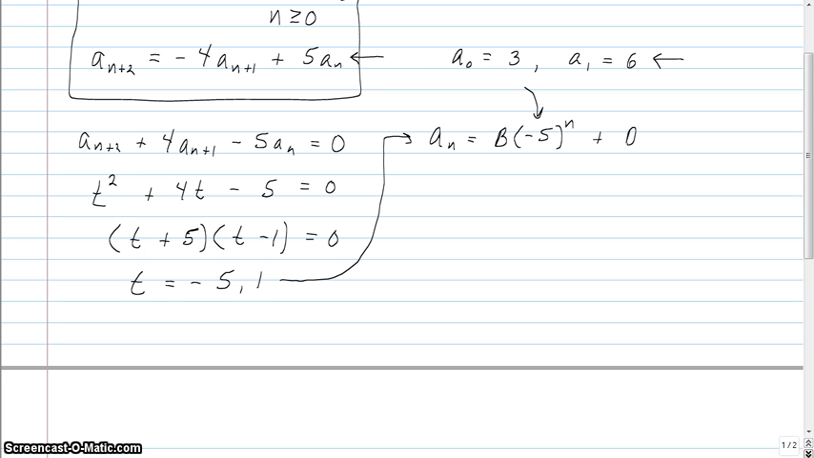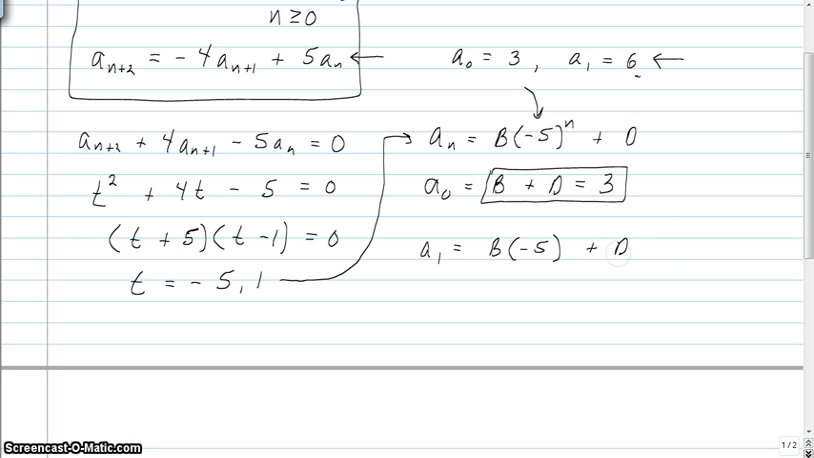And then we can find b and d with the initial conditions. So if I plug 0 in for n, that's going to be b times minus 5 to the 0, which would be just 1, so I'd have b plus d equal to 3. So there's one equation. And I can get a second equation if I plug 1 in for n. That would be b times minus 5 to the 1, which would just be b times minus 5, plus d, and that's got to be equal to 6. So there's my second equation.